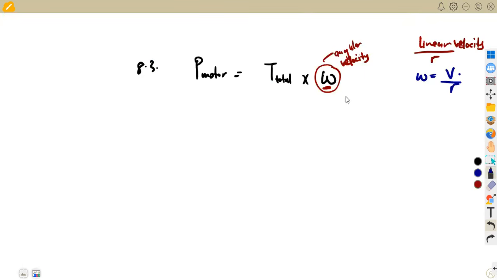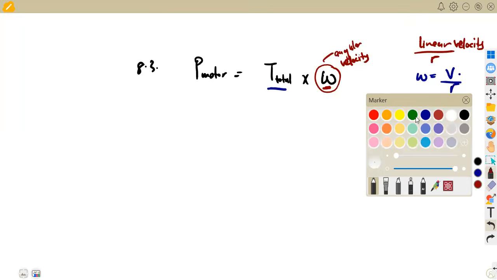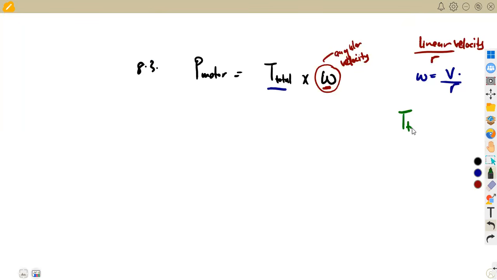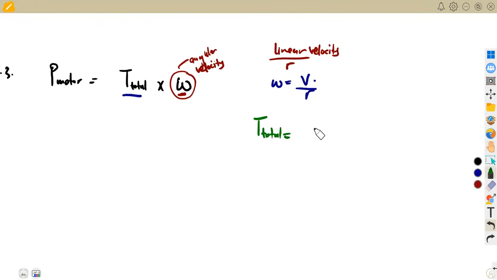But we do not have the total torque in this case. Where are we going to obtain the total torque? That is the sum of the two torques that we obtained before. So T total in this case is the sum of the torque that is affecting the load.